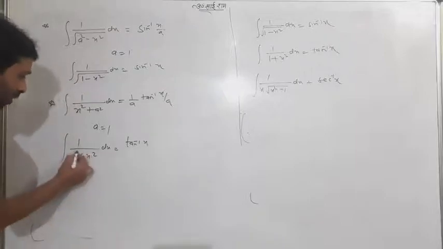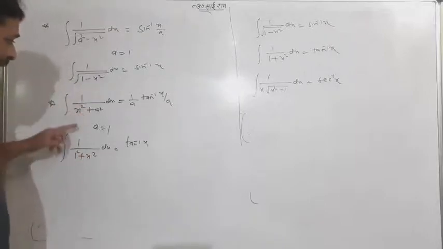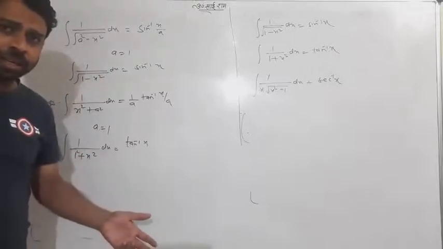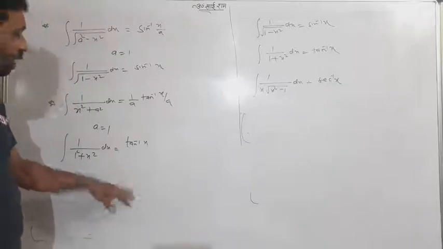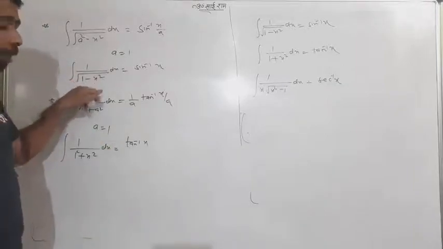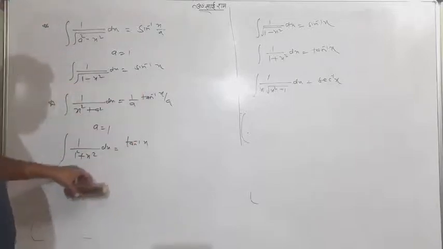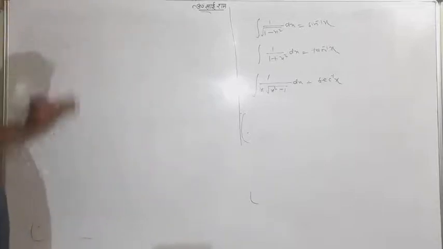Please don't manage like 1 square plus x square. Please don't try to compare with x square plus a square and something like that. It's a silly thing. So if 1 plus x square is coming, please go through tan inverse x. If root of 1 minus x square is coming, go through sin inverse x. So it's a practice thing, students. Otherwise you will definitely get confused. Okay, so let me wrap this all up now.